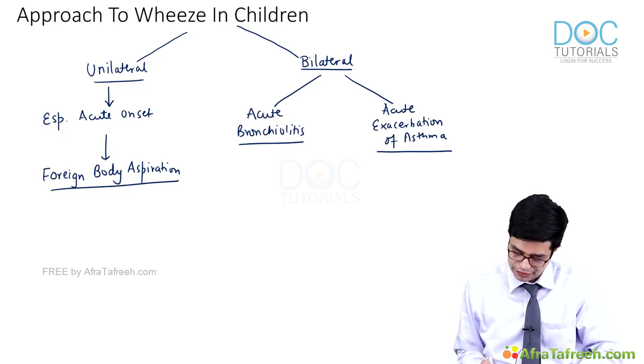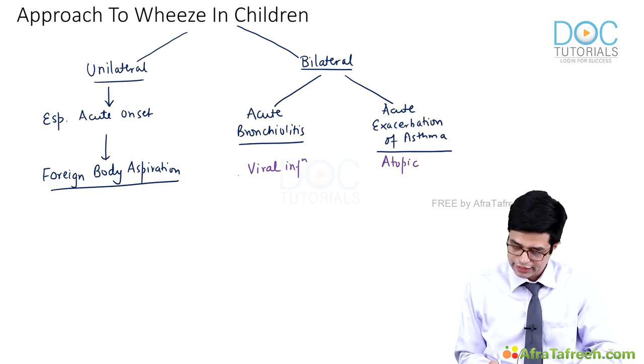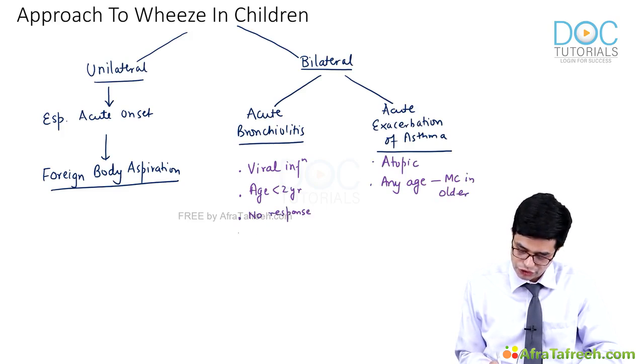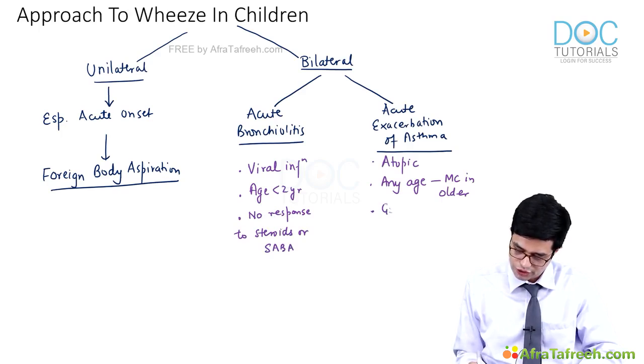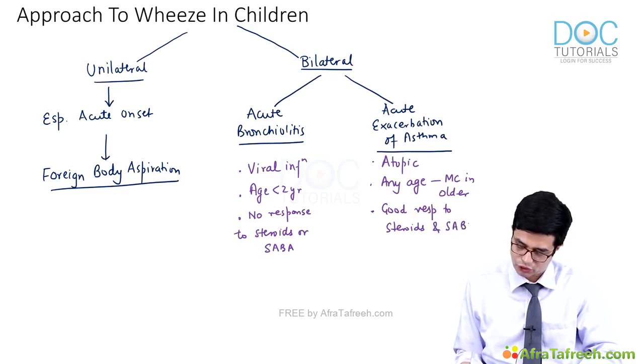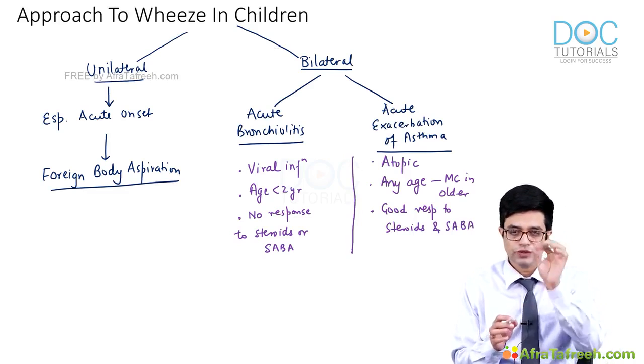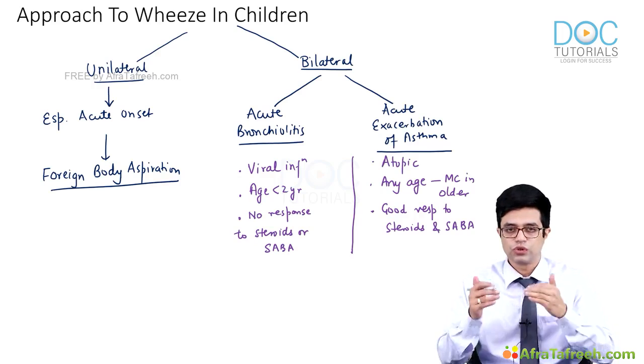Acute bronchiolitis will usually be a viral infection, whereas asthma is an atopic disorder. Bronchiolitis is seen in children less than 2 years of age, whereas asthma can occur at any age, but more common in older age group. Acute bronchiolitis shows no response to corticosteroids or short-acting beta agonists like salbutamol, whereas asthma shows good response to corticosteroids and short-acting beta agonists like salbutamol. So these are the distinguishing points which can help you in MCQ diagnosis of a child presenting to you with wheeze. You read a question, wheeze word is there, this is your approach to reach the correct answer.